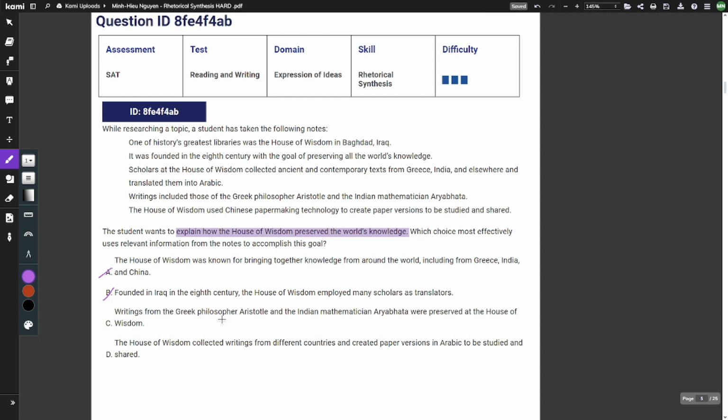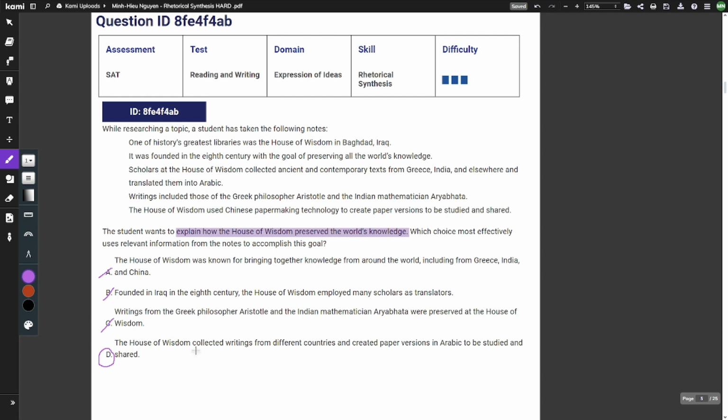Writings from the Greek philosopher Aristotle and the Indian mathematician, that guy, were preserved at the House of Wisdom. Cool, it talks about how they preserved two people's writings, alright? Doesn't talk about how they preserved the whole world. So it's not going to be C, which means our answer will be D. But let's read it and find out why.